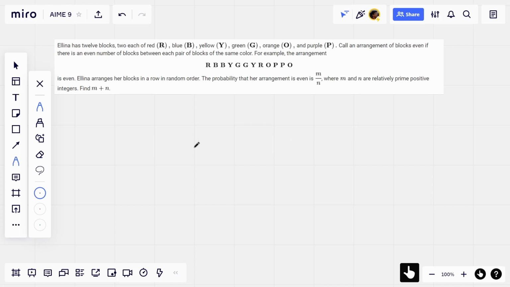The question goes: Elena has 12 blocks, 2 of each of the colors red, blue, yellow, green, orange, and purple. Call an arrangement of blocks even if there is an even number of blocks between each pair of blocks of the same color. For example, this arrangement is even. Now, Elena arranges her blocks in a row in a random order. The probability that her arrangement is even is m over n, where m and n are relatively prime positive integers. Find m plus n.